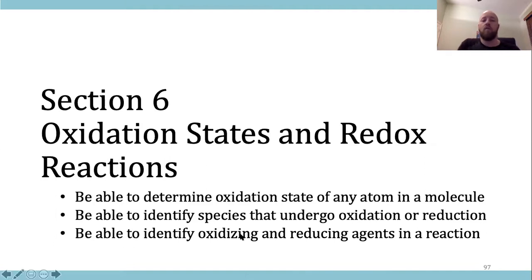So we want to be able to identify the changes, identify oxidation and reduction. Again, these terms we'll get to in just a second. Be able to identify oxidizing and reducing agents in a reaction. A lot of this stuff is just identifying. You don't really have to calculate anything. This is identifying the parts of this reaction, what's going on in a reaction.